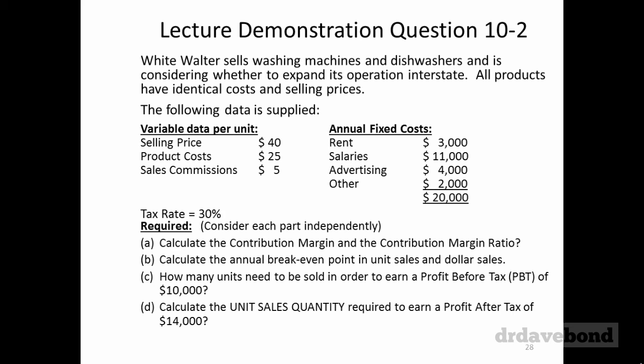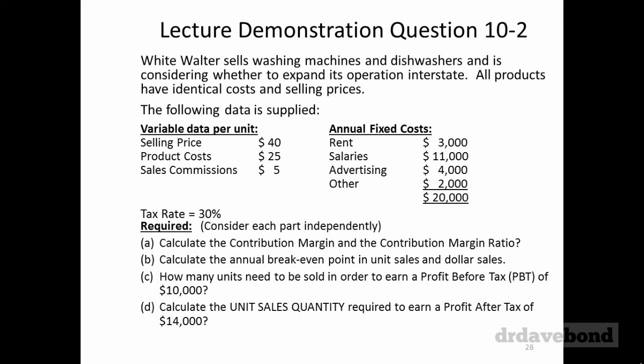So we have a contribution margin of $10, price minus variable costs. Price of 40 minus variable cost of 30 gives you $10. Contribution margin ratio is 25%. The annual break-even point, just do it in units. Annual break-even point with a $10 contribution margin and a $20,000 annual fixed cost. Break-even equals fixed cost divided by $10 contribution margin gives you 2,000 units.